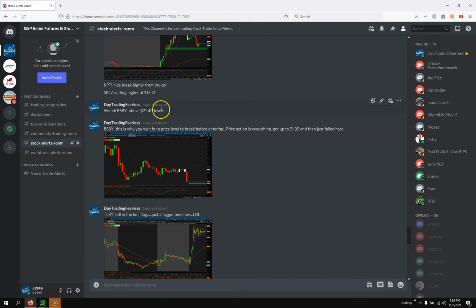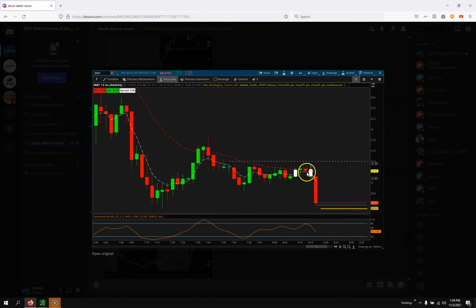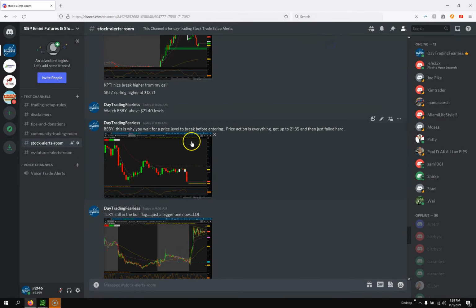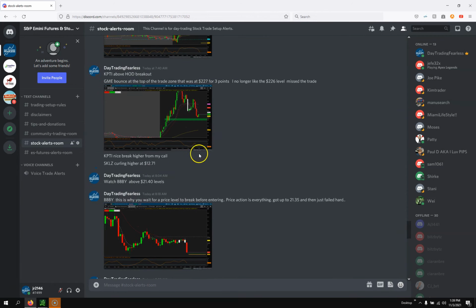If I give you guys a level, wait for that level to be broken. Don't anticipate that level. Like here, don't get in, oh, okay, it's going to go. Wait for that level to be broken. It's pure price action. Things that I look for. And this is a perfect example. We went to 2135. And then a reverse, okay, and it just fell apart all day. So wait for those levels. If I give you a specific level, wait for those levels.